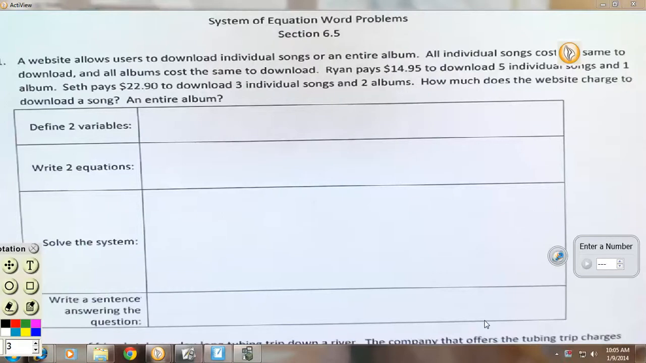Alright, so we've read the word problem. We are ready to define our variables. In the last sentence, it asked us how much does the website charge to download a song and an entire album. So those are our two unknowns.